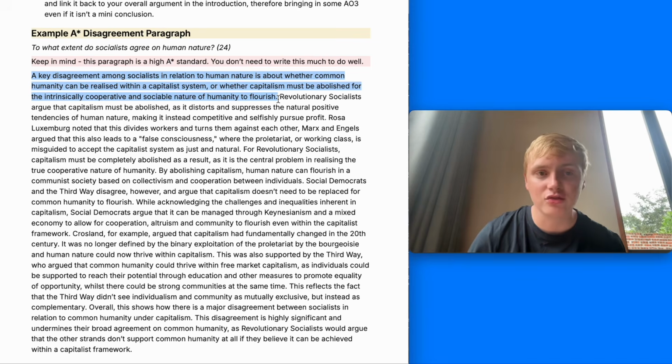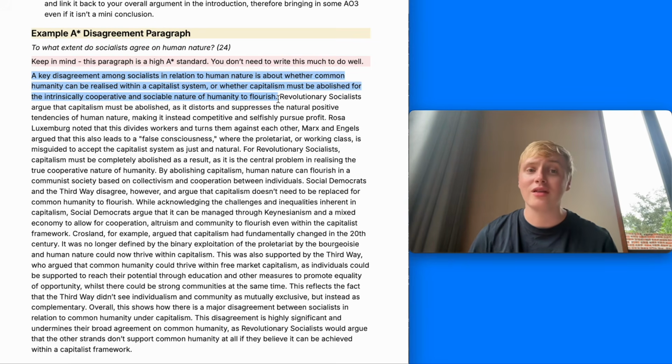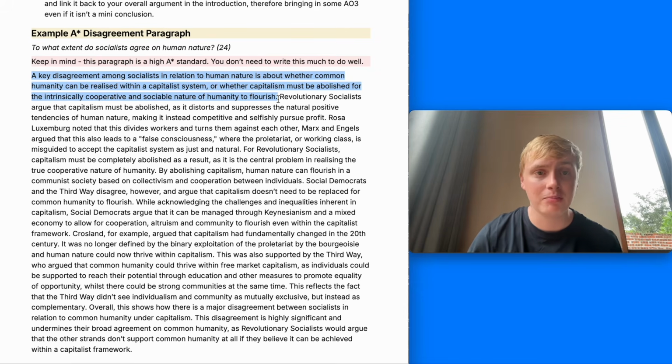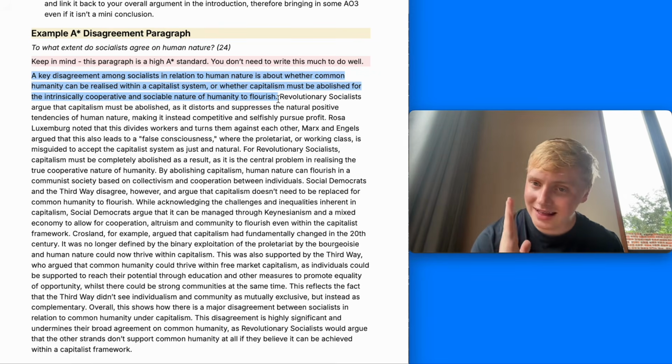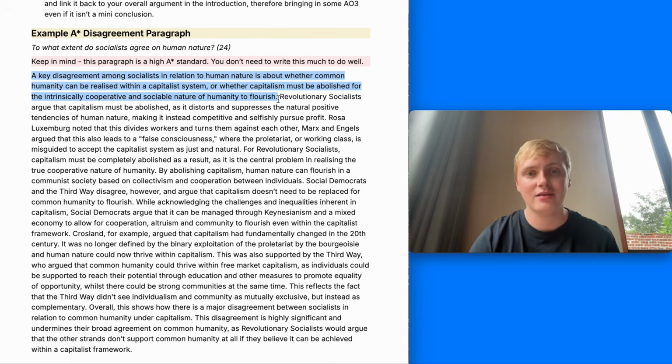A key disagreement among socialists in relation to human nature is about whether common humanity can be realised within a capitalist system, or whether capitalism must be abolished for the intrinsically cooperative and sociable nature of humanity to flourish. So a clear point in relation to the question. It's about human nature, and it's a clear, specific point, really answering that question, highlighting a key disagreement straight away.